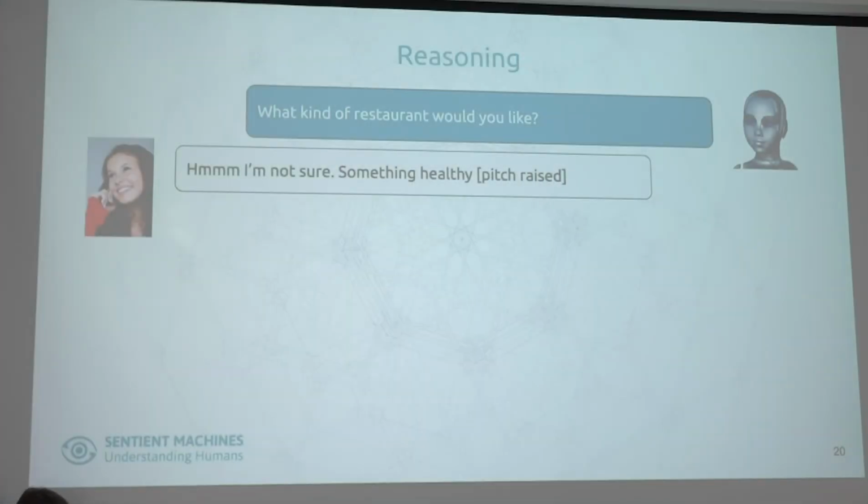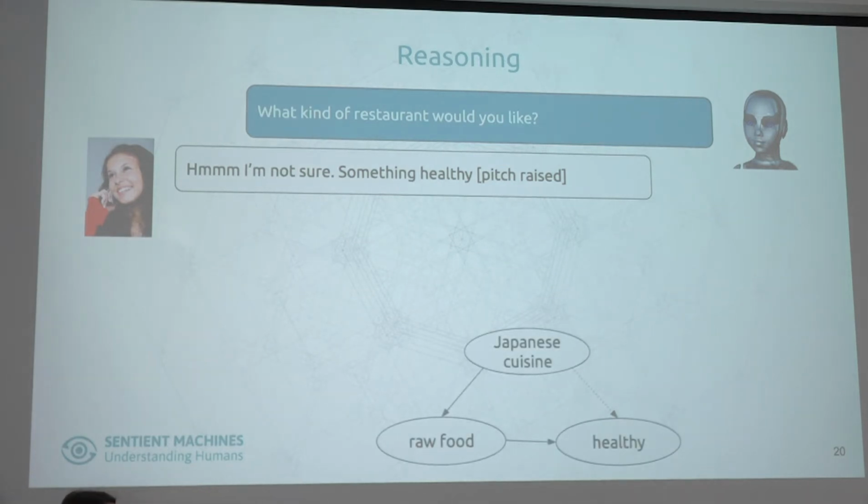In this case, the user is hungry and wants to eat, and is inquiring about restaurants. The bot says, "What kind of restaurants would you like?" And the user says, "Something healthy." Now, healthy for me might be different to healthy for someone else, so this needs to be defined in the knowledge base of the bot. For example, we could use ontologies and do something like this: raw food is considered healthy, and Japanese cuisine has raw food. Therefore, we could infer that Japanese food is healthy and maybe give that as a response.